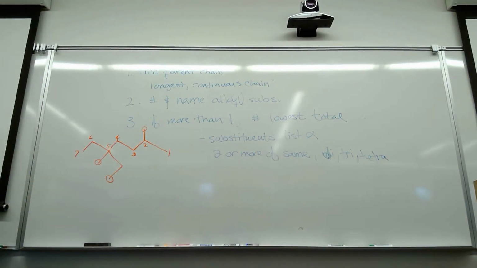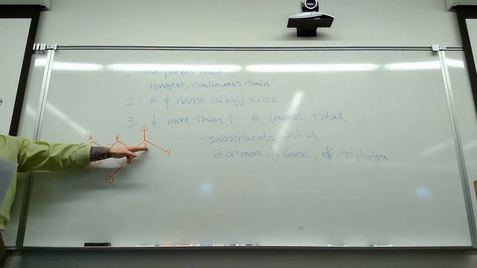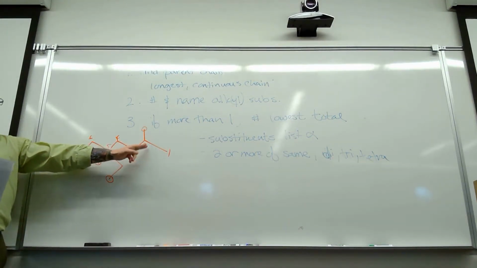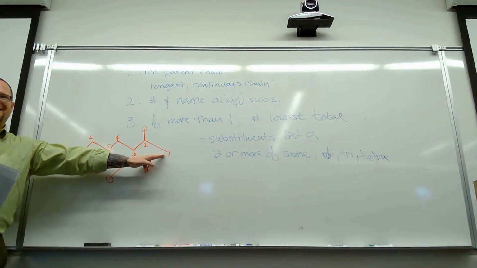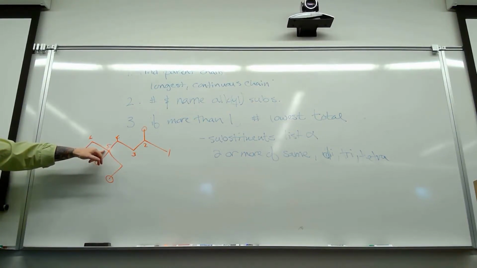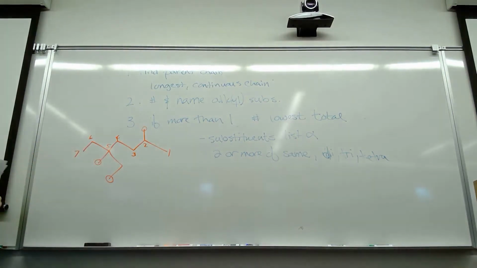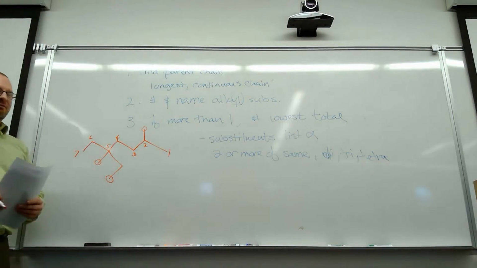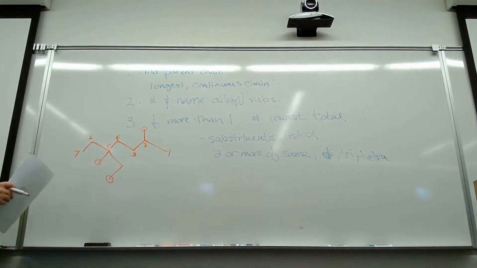I said left, but this substituent is closer to the end than this one or this one by a carbon. So that's the first rule. If they're identical, then we have to go to the addition rule. Are these rules all in the book? Yes, they are. They might have a slightly different numbering scheme, but they're all in the book.